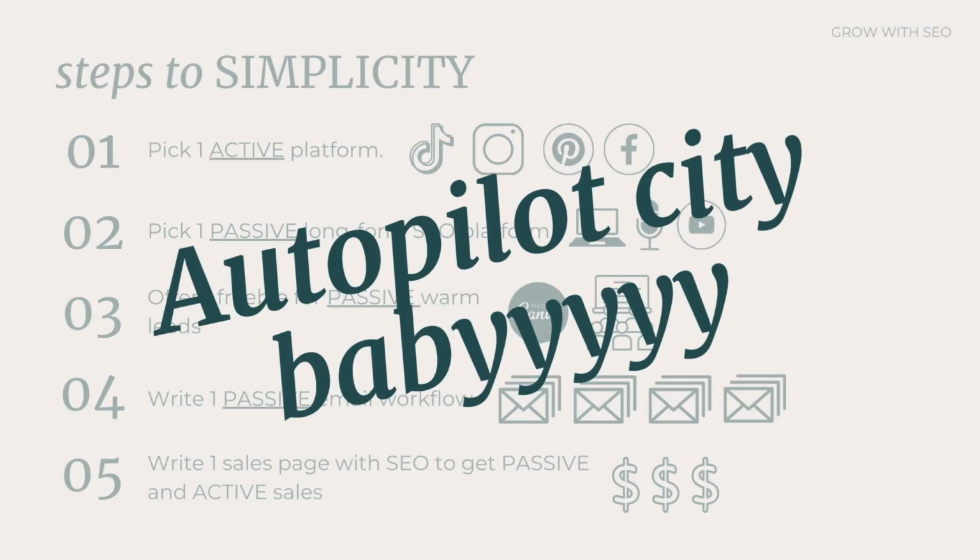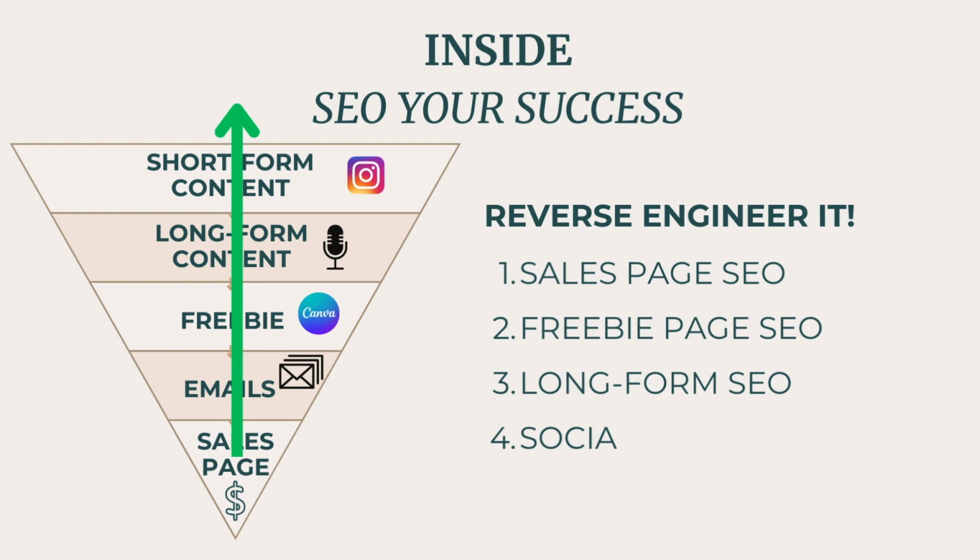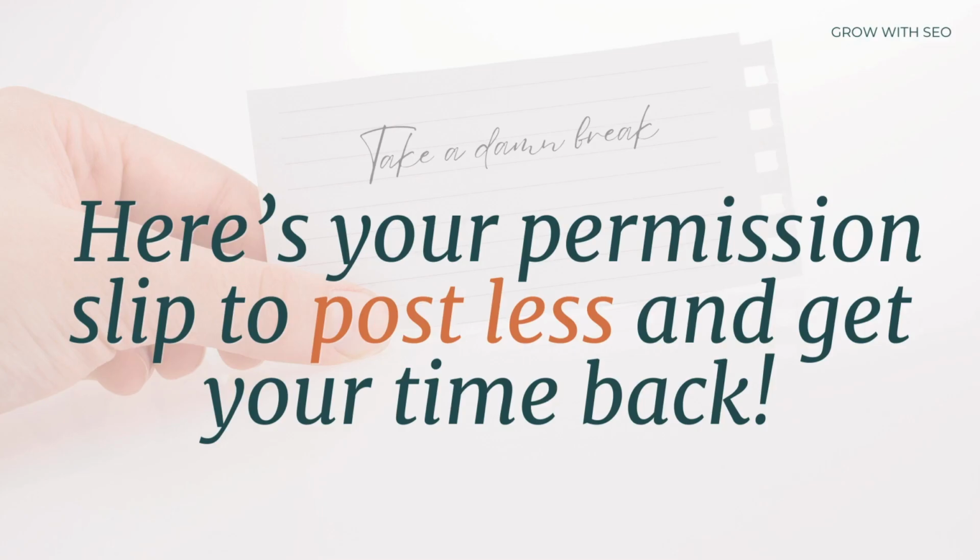This is how you get your business on autopilot. And it's actually what I teach inside SEO Your Success, except we reverse engineer it. So we start by writing your sales page with SEO, then we create your freebie and then have a freebie page with SEO so that you can get passive people downloading your freebies every month. Then we work on your long form SEO, and then we work on social media SEO. Here's your permission slip to post less and get your time back.